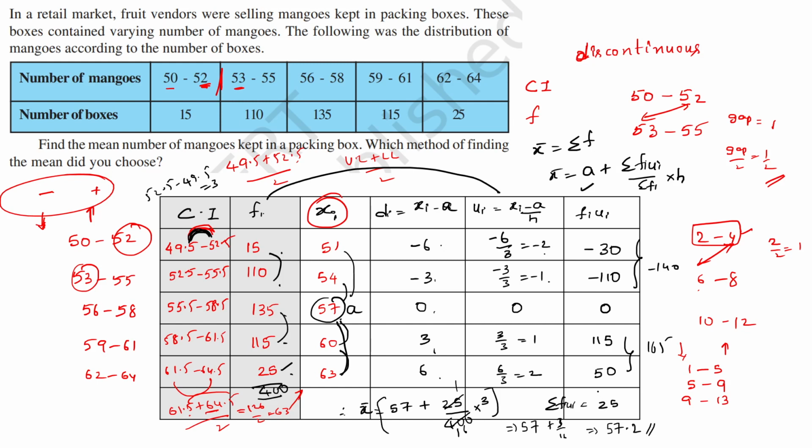So let me check the answer one second. Yes, 57.19, 57.2 is the correct answer. Thank you.